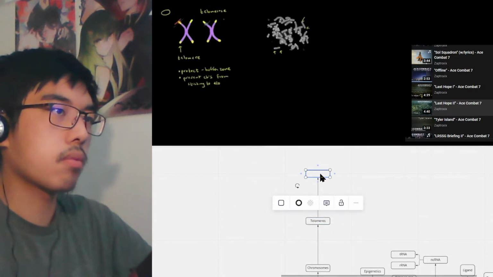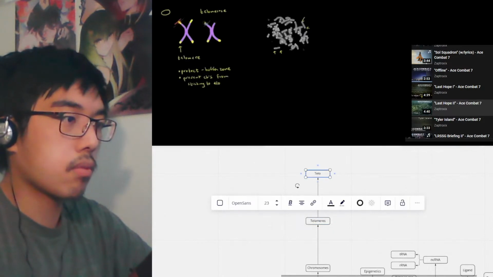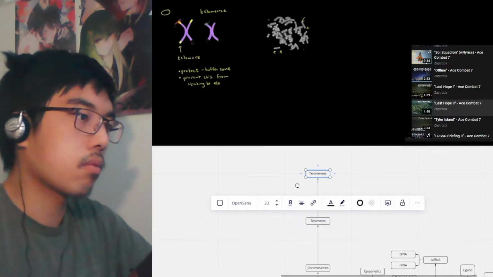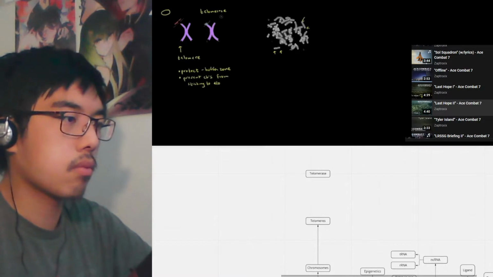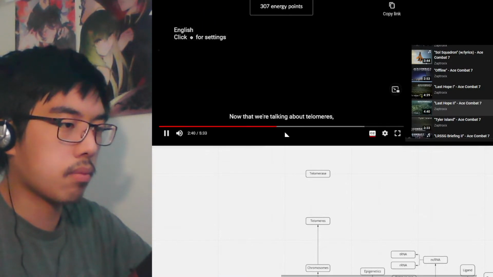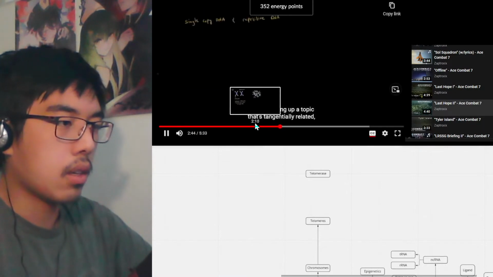But then there are other cells that do not have a lot of telomerase, and when the telomeres are basically non-existent anymore because the chromosomes replicated many, many times, the chromosomes will not be able to replicate, and so the cell will not divide again, and it will kind of die. Now that we're talking about telomeres, I want to bring up a topic that's tangentially related, and that is single copy DNA.